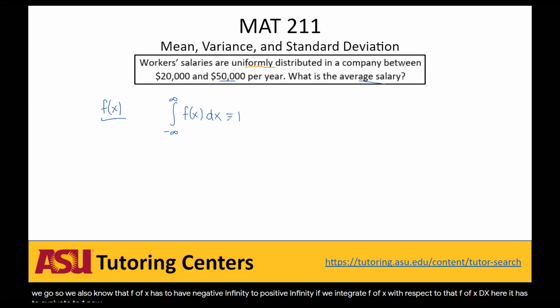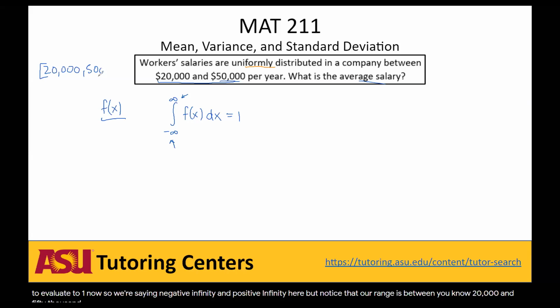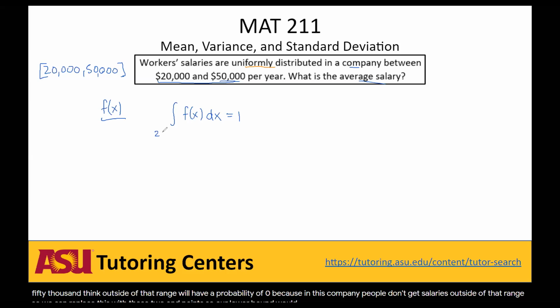Now, we're saying negative infinity and positive infinity here, but notice that our range is between 20,000 and 50,000. Anything outside of that range will have a probability of 0, because in this company, people don't get salaries outside of that range. So we can replace these with those two endpoints. Our lower bound is 20,000 and our upper bound is 50,000.